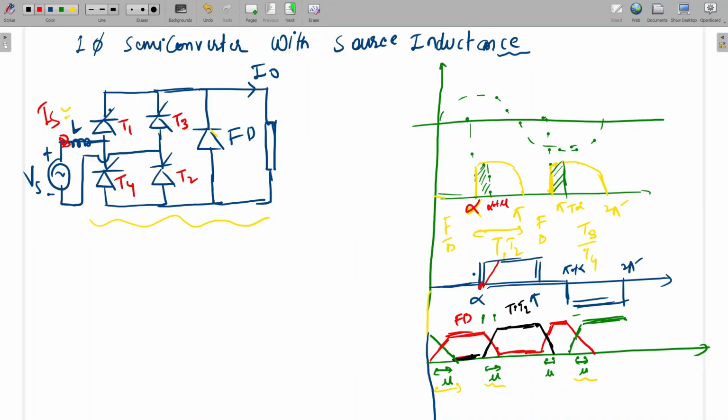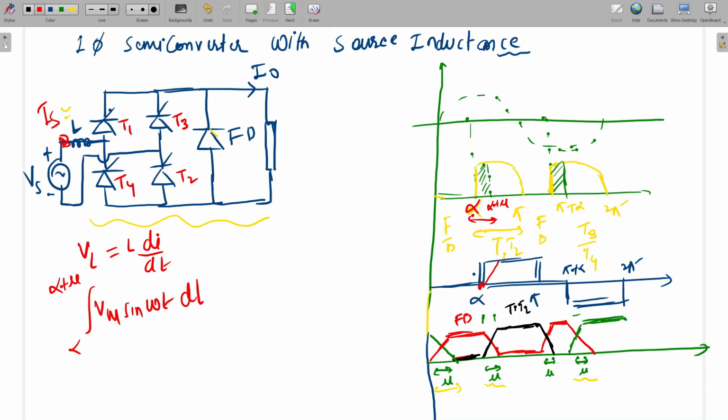So we can integrate for this duration to find the drop in the voltage, delta V. We can calculate it using VL equals L into di by dt. So delta V, how can we calculate it? The integral of V dt, so Vm sine omega t from alpha to alpha plus mu, should be equal to L di. Here it will be dt, because we are applying L di by dt, so it will not be d omega t, it will be dt here.